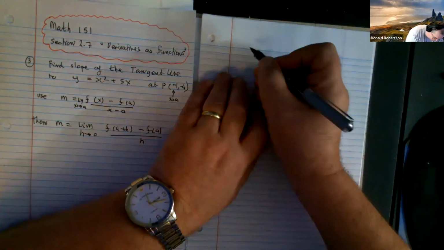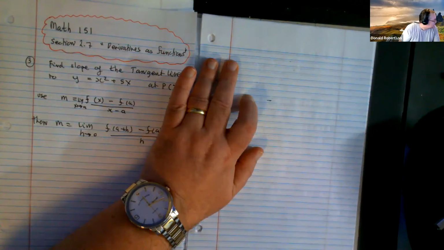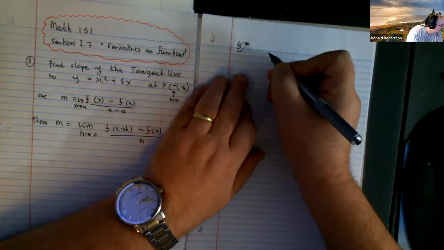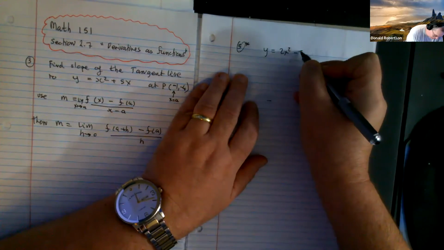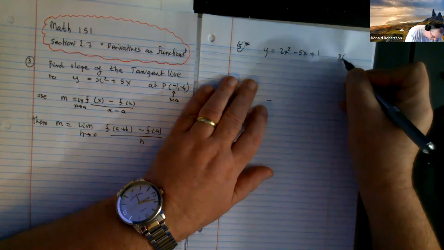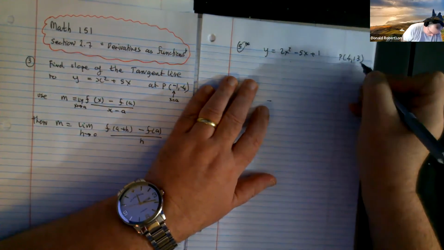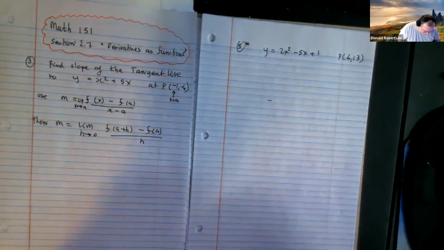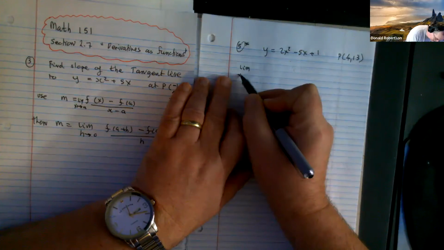Here, let's do a version of question 5 then. We have y equals 2x squared, take away 5x, add 1, and we're interested in the slope of the tangent line at the point (4, 13). And then after that, the equation of the tangent line. I'm not going to do part B, but let's do that guy.